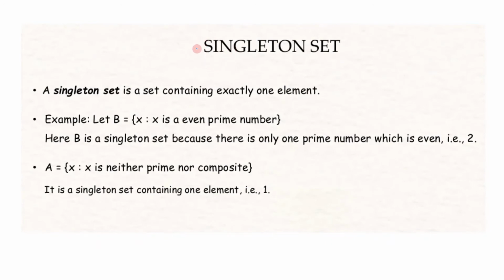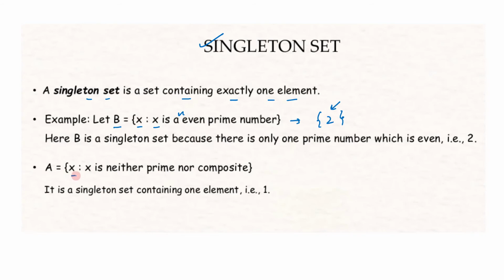We have a second category of sets, which is the singleton set. So what is a singleton set? A singleton set is a set containing exactly one element. So if a set contains only one element, it will form a singleton set. Let B be equal to the set of all x such that x is an even prime number. So we know in this very case, if we represent set B in roster form, it will be having only one element, that's 2. So therefore we can say that this set B is a singleton set having only one member, which is 2.